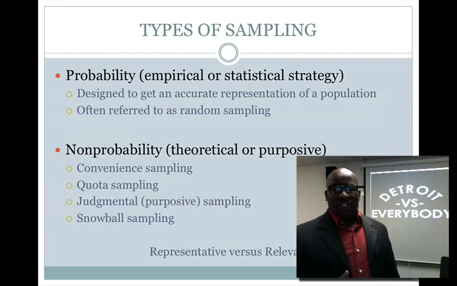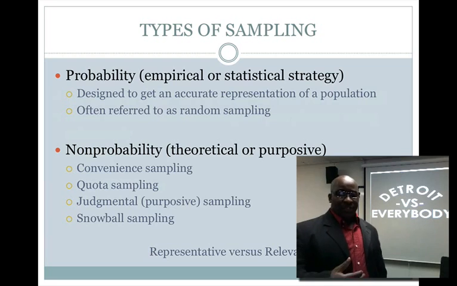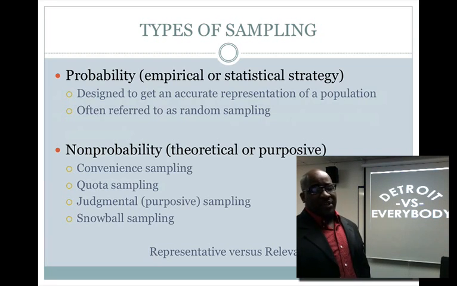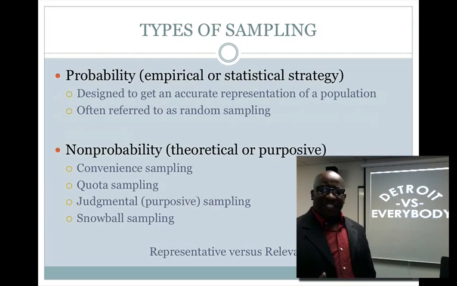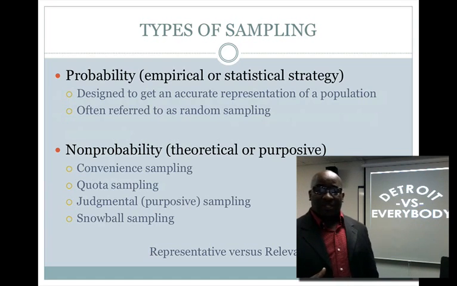Non-probability, which is more common in qualitative research, usually has about 4 different types: convenience sampling, quota sampling, judgmental, and snowballing. Convenience sampling is just how it sounds. Your sample is contingent upon what's convenient, what you have easy access to. Throughout research, sometimes you don't have the resources to interview different types of people or settings and things of that nature. So sometimes you have to rely upon what's considered convenient.